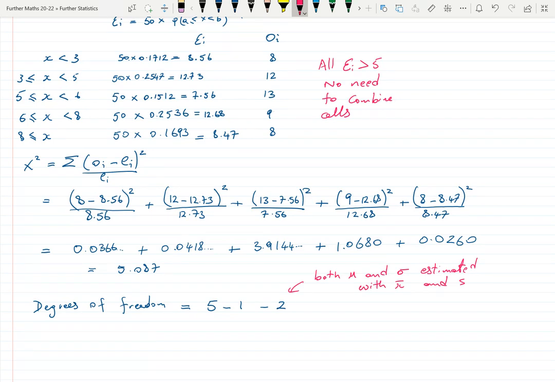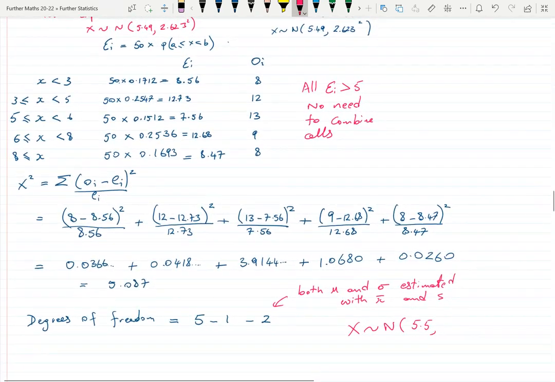You could have situations where they ask you to estimate one of them and fix the other, in which case you'd be taking away 1. Or imagine the question said, test this normal distribution with mean 5.5 and standard deviation of, I don't know, 2.6, say. If it just said to test that as a fixed model, then you wouldn't have to take away those 2 extra degrees of freedom.